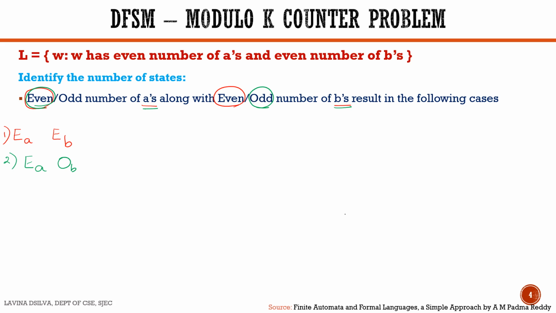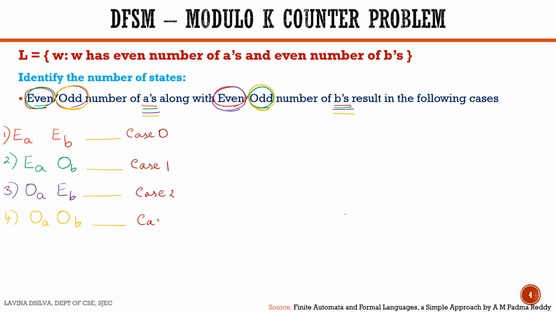The third combination which we can have is odd number of A's along with even number of B's. And the fourth case which we can have is odd number of A's along with odd number of B's. Therefore, the fourth combination is odd number of A's along with odd number of B's. Now, these 4 combinations, we convert them as 4 cases. This is called case 0, this is case 1, this is case 2, and this is case 3.